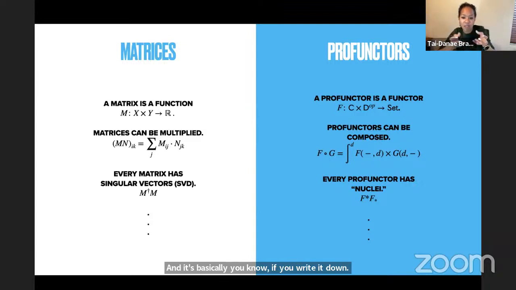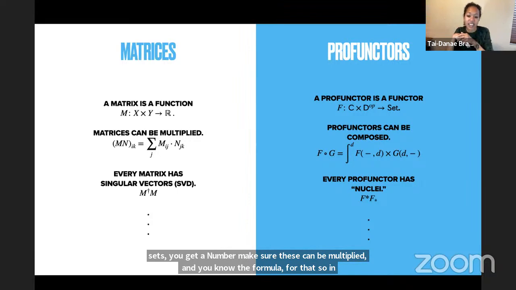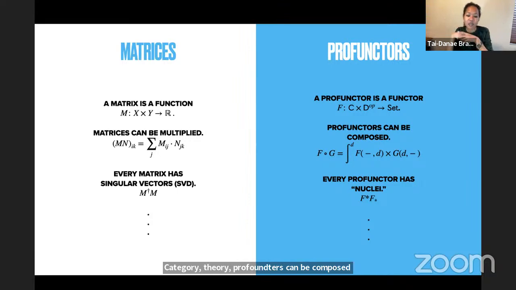For every pair of objects in two categories, you get a set. A matrix for every two elements in a product of sets gives you a number. Matrices can be multiplied, and you know the formula for that. So in category theory, profunctors can be composed, and the formula for that, which is a kind of co-limit, looks a lot like matrix multiplication.